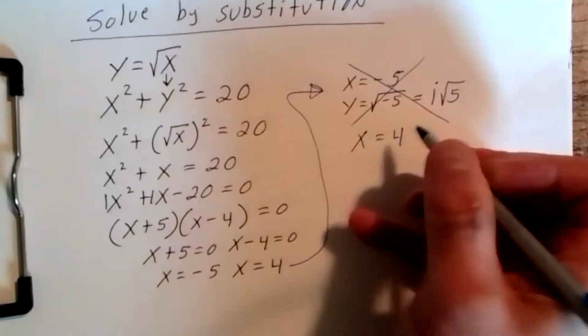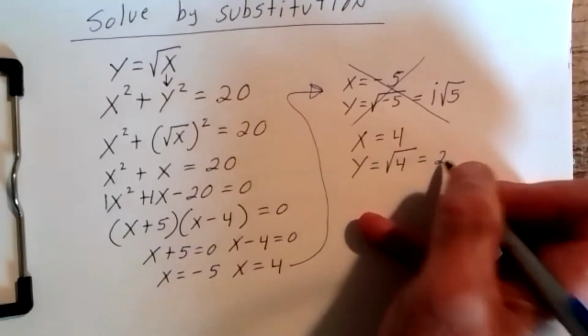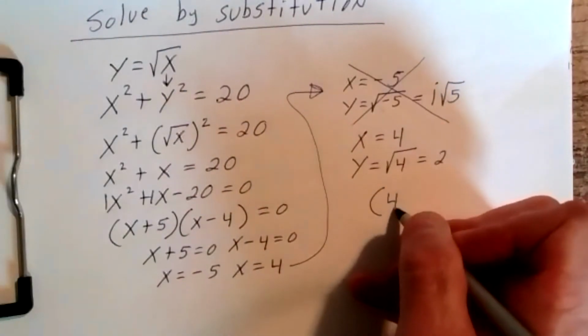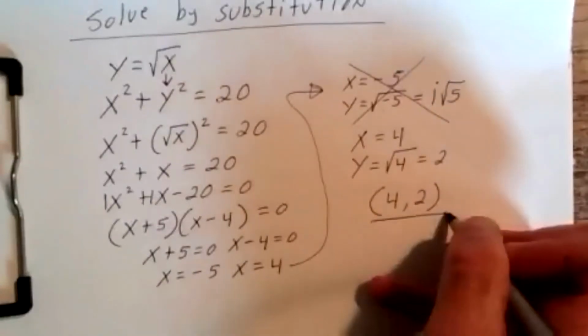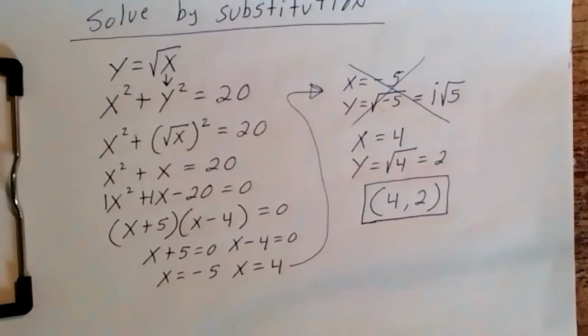Let's see if this generates a solution. Yeah, it looks like this one will. So what would be our only solution? (4, 2)? Did anybody get (4, 2) as being the only solution? I did. Yes. There you go.